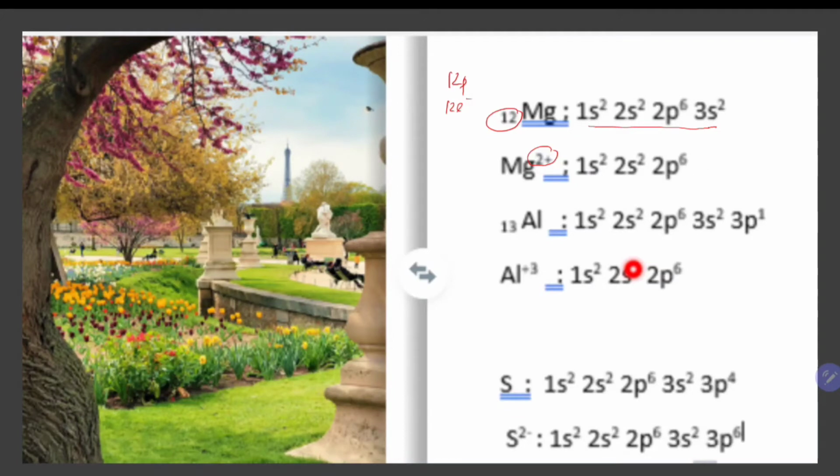1s2, 2s2, 2p6. For aluminum, after 3s, continue with 3p1 because the number of electrons is 13. So we can write 1s, 2s, 2p, 3s, 3p, 3d, and 4s, 4p. So for aluminum, 1s2, 2s2, 2p6, 3s2, 3p1.